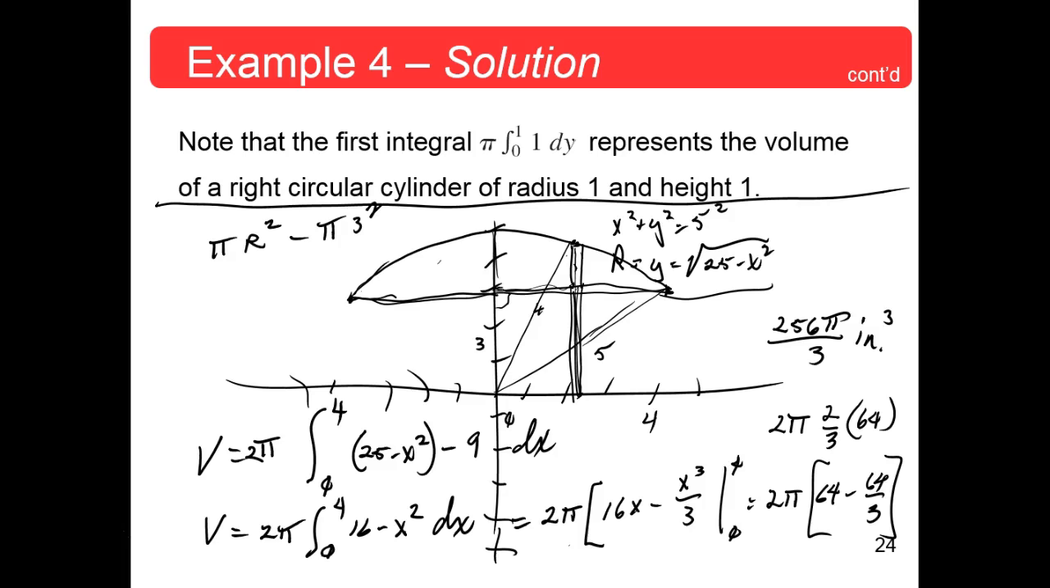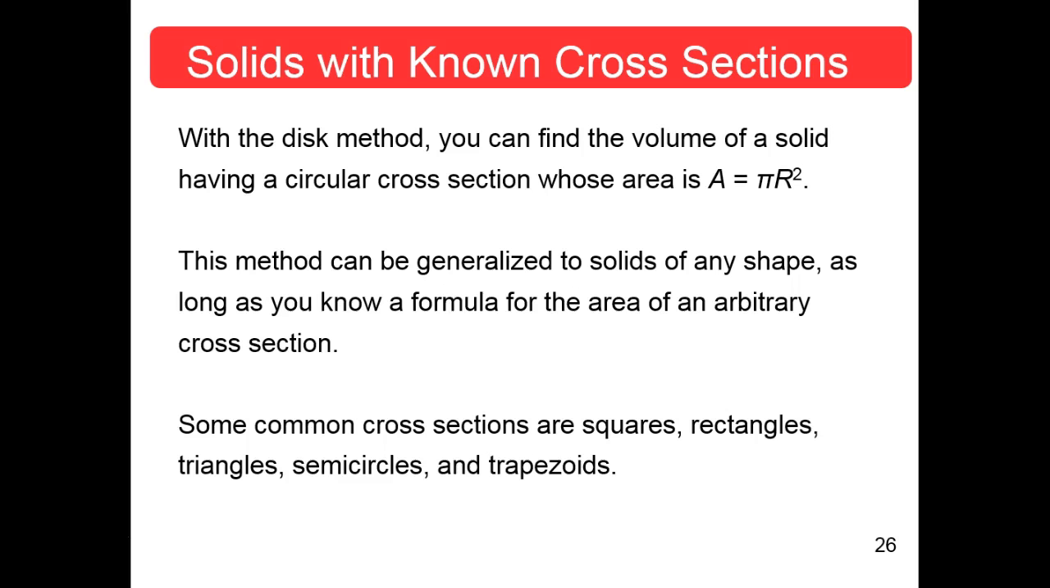Got it? Okay. Let's move on to solids with known cross sections. Okay. We're not going to do example 6. What's that? We're going to do example 6 and 7. Well, that follows, doesn't it? Oh, does it? Oh, I'm sorry. Yeah, solids with known cross sections here.